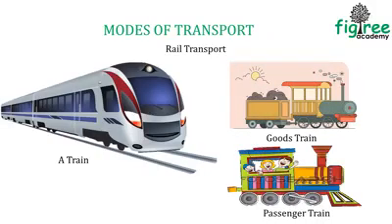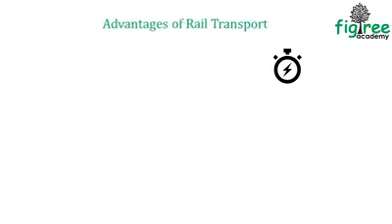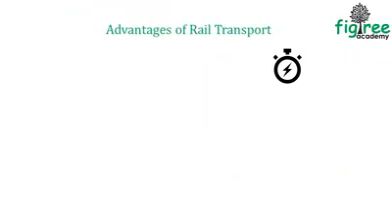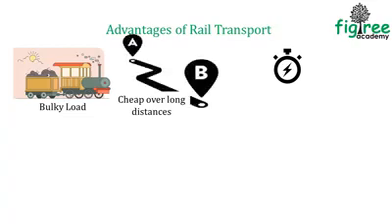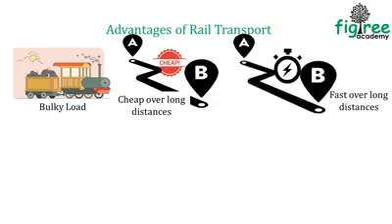passengers. So now we want to move on to the advantages of rail transport. Number 1, rail transport can carry bulky and heavy goods. It is a cheap mode of transport over long distances. So that's why companies prefer this mode of transport. Also, it is fast over long distances, especially when using electric trains. Rail transport can carry large quantities of goods at a time.